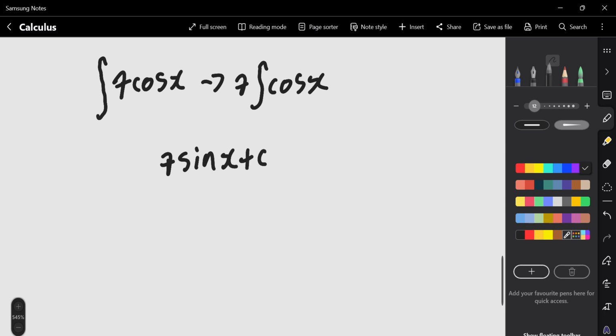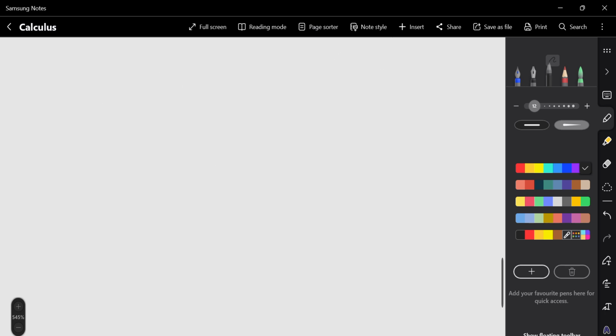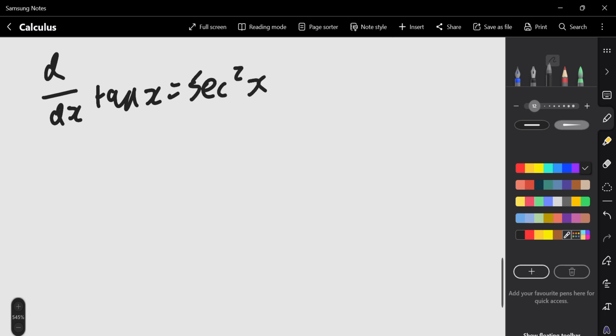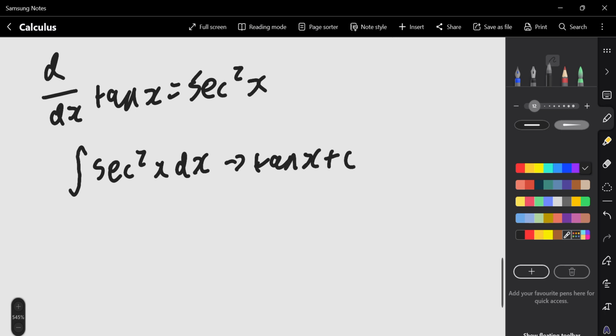We have some trigonometric facts that we should know about. The derivative of tangent x is going to give us sec squared x. So let's write that. The derivative of tangent x is sec squared x. So whenever you see the integral of sec squared x, we're simply asking, hey, what differentiates to give us sec squared x? And our answer is going to be tangent of x plus c.